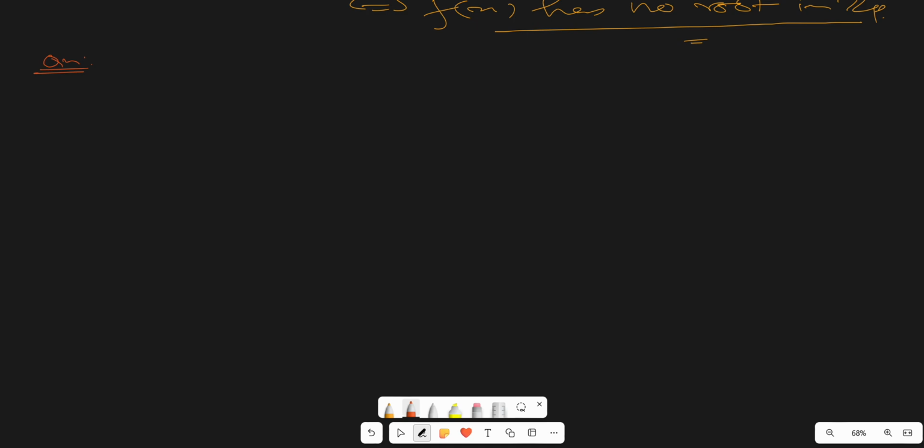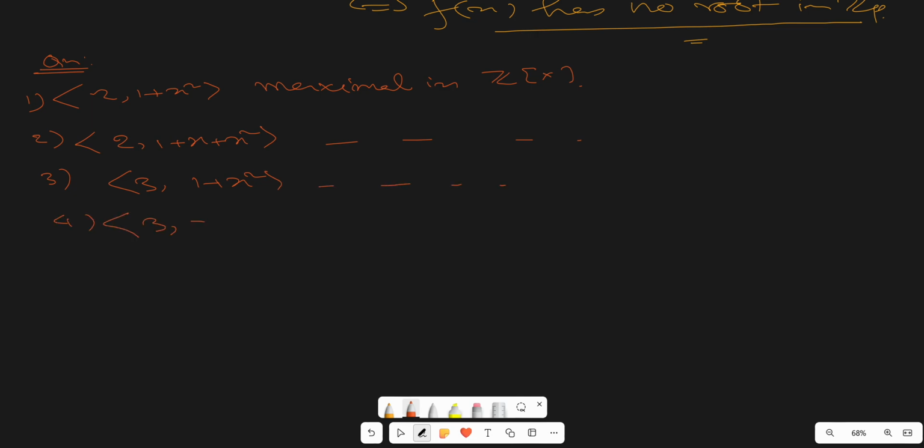What is the question? The ideal generated by 2 and 1 plus x square is maximal in Z[x]. You have already proved that. The ideal generated by 3 and 1 plus x square is maximal in Z[x]. The ideal generated by 3 and 1 plus x plus x square is maximal in Z[x]. So which of them are maximal? Which of the following is or are true?